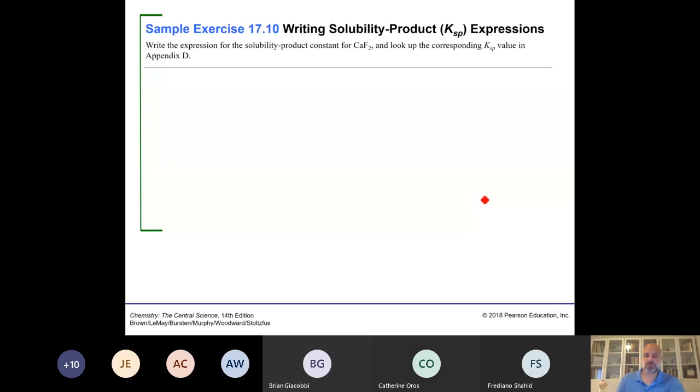So we'll go through a sample problem here. It says writing solubility product expressions, so KSPs. Write the expression for the solubility product constant for calcium fluoride, and then you're going to look up the corresponding KSP value in Appendix D. If you haven't yet taken the time to look at Appendix D, we've referred to it quite a number of times. So make sure you look at Appendix D and know how to use Appendix D before the next exam, and I will talk about that in a little bit.